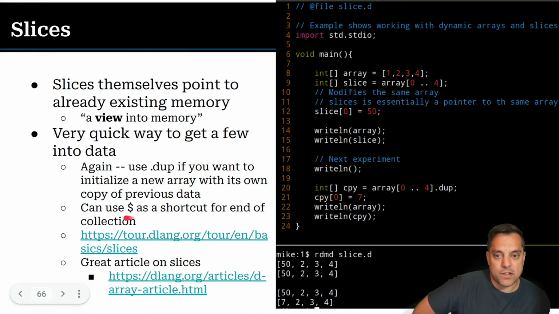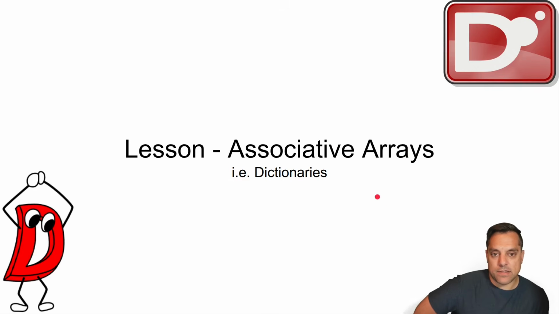What else do I got here? There's a little shortcut. If you see the $ sign, that'll get you the end of the array, so you don't have to remember. I could have used 0 dot dot $. The $ would be a 4 there. Yeah, that's just a few notes on this.